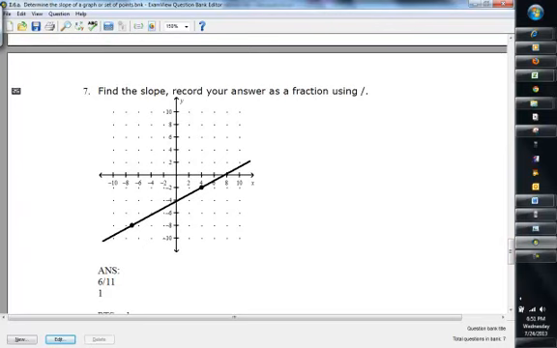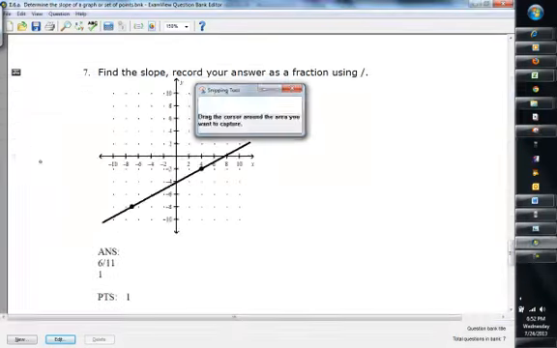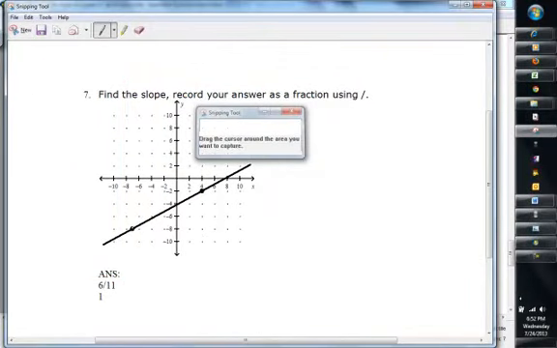Last one, find the slope of this equation using the fraction key. Okay, so in this case, we go up 2, 4, 6. We go forward 1, 2, 3, 4, 5, 6, 7, 8, 9, 10, 11. So our slope is positive 6/11.